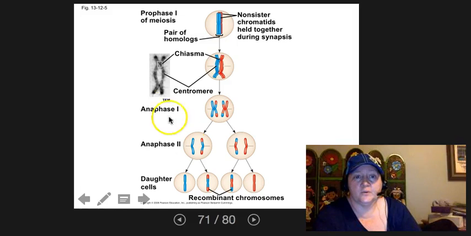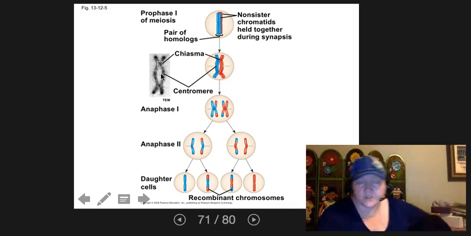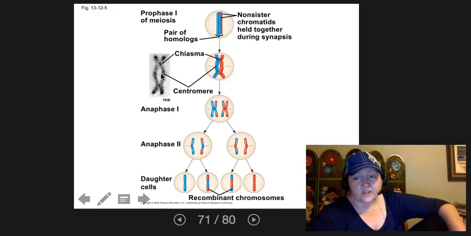Again, there's your view, reinforcing your chiasma or chiasmata. Either word is acceptable. Okay, reinforcing that notion. Typically, these chiasmata, these crossing over points, happen further from the centromere. They happen out on the ends of the tails far more frequently than they happen right near the centromere. They can happen close to the centromere, they just don't typically. So the further out on the gene they are, the more likely they are to cross over.